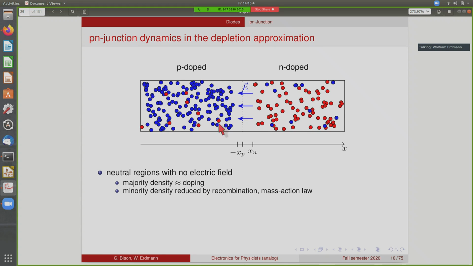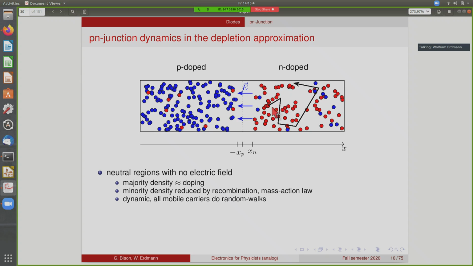So now we have the holes, the majority carriers, on the left side, with a few minority electrons sprinkled in the volume, and the opposite situation in the N region. And we assume there are no carriers in between. So the majority densities are given by doping, and the minority carriers are much smaller, even than the intrinsic value, reduced by recombination according to the mass action law.